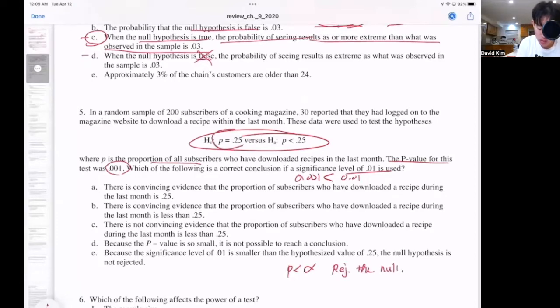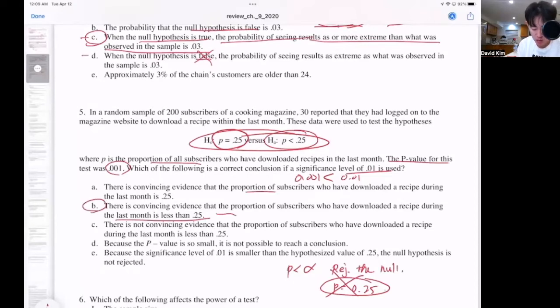So what does the null say? We say that the proportion of subscribers who download the recipes is 0.25, but we reject that idea. So we believe that there is sufficient evidence to believe that the proportion of the subscribers who download this recipe is less. So there's convincing evidence that the proportion who downloaded the recipe during the last month is less than.